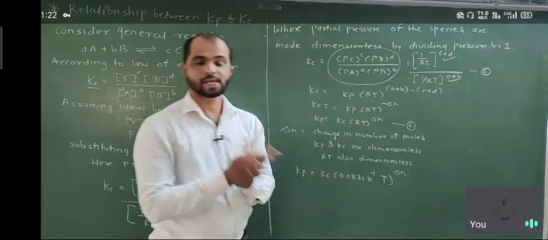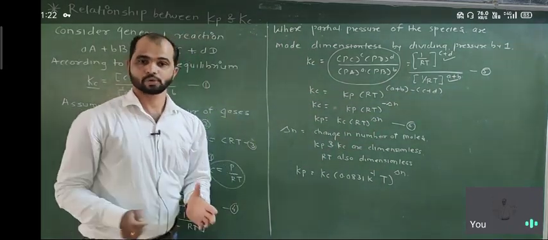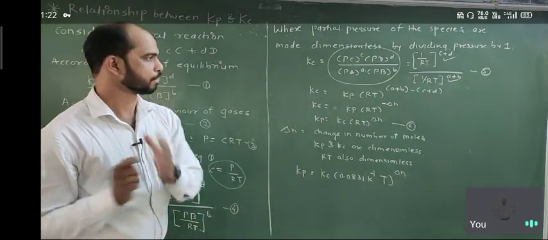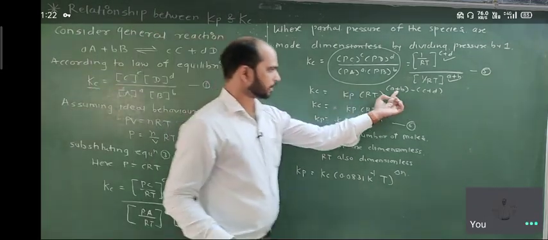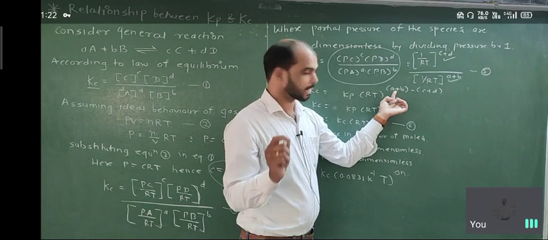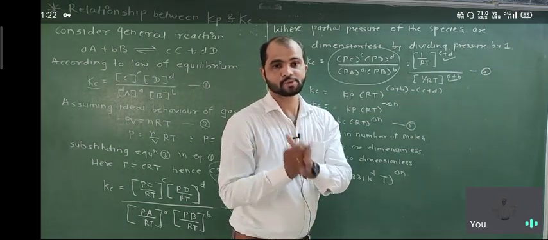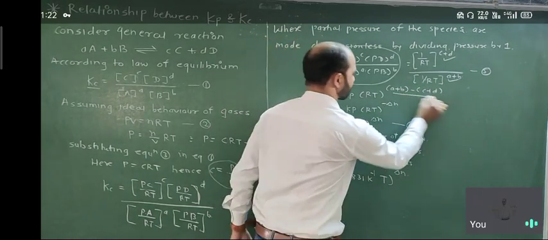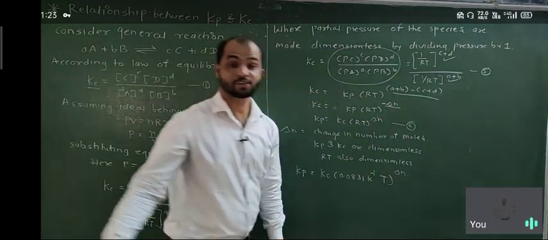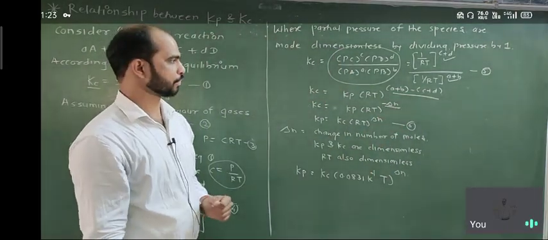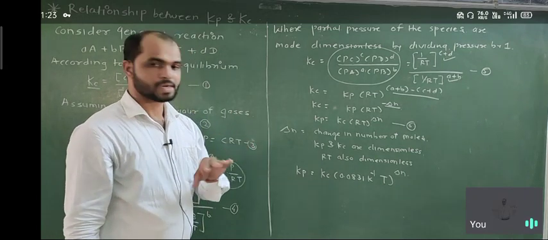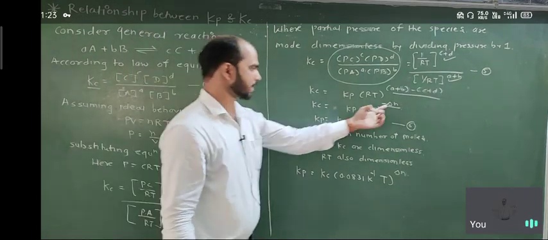So a plus b and c plus d are the number of moles in the reactants as well as the products. So we get the number of moles of reactant minus the number of moles of product. That means there is a change in the number of moles, which we simply consider as delta n. The value is negative because it is reactant minus product. So that's why the sign is negative.